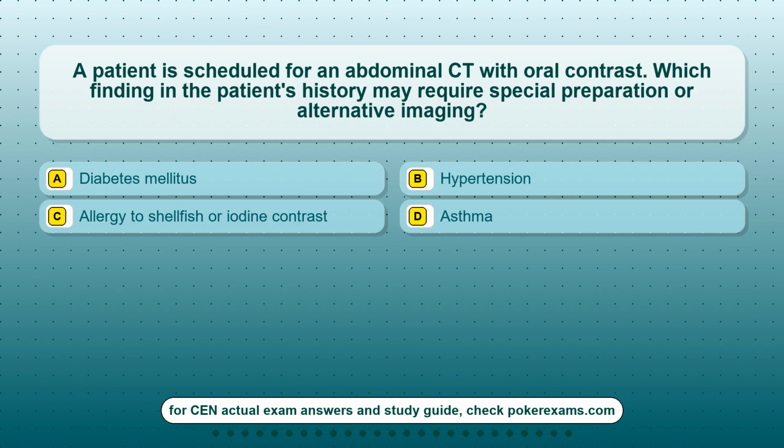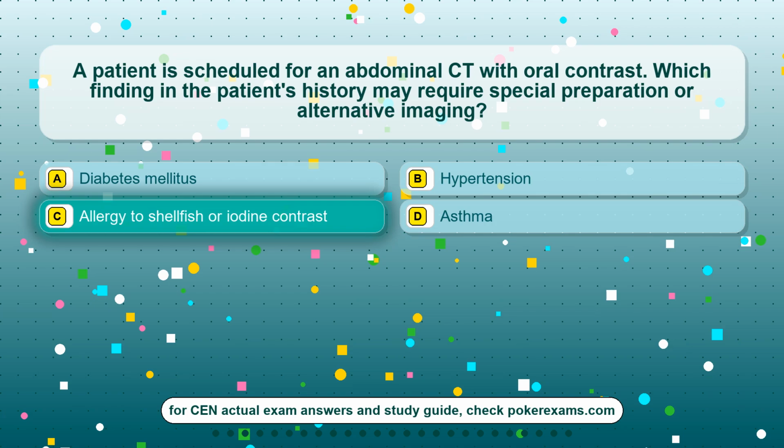Question 20. A patient is scheduled for an abdominal CT with oral contrast. Which finding in the patient's history may require special preparation or alternative imaging? Option A, diabetes mellitus. Option B, hypertension. Option C, allergy to shellfish or iodine contrast. Option D, asthma.